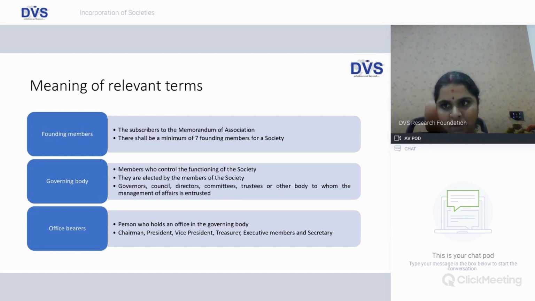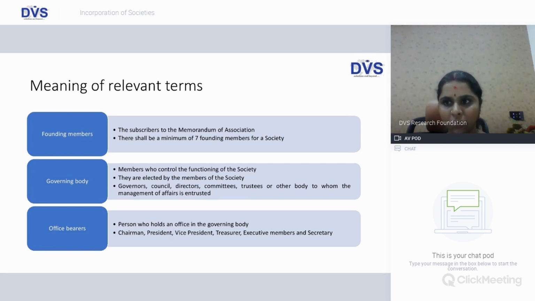And these founding members, unlike your trust, which we saw last week, where the trustee shall be a resident in India, here a foreigner could also be a founding member, individuals, corporates. So any form of members can be, and they are eligible to be founding members for a society.